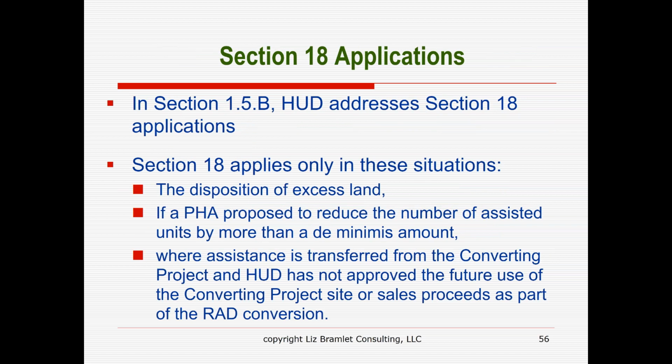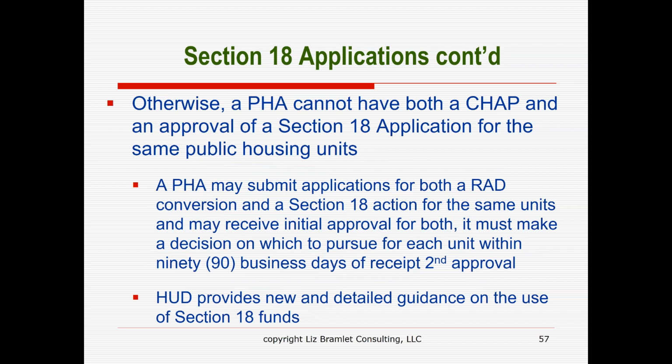They address Section 18 applications in 1.5b. Now, Section 18, again, this is demo and dispo in public housing terms. Now, Section 18 applies only in these situations. The disposition of excess land, if a PHA proposes to reduce the number of assisted units by more than a de minimis amount, or where assistance is transferred from the converting project, and HUD has not approved the future use of the converting project site or sales proceeds as part of the RAD conversion.